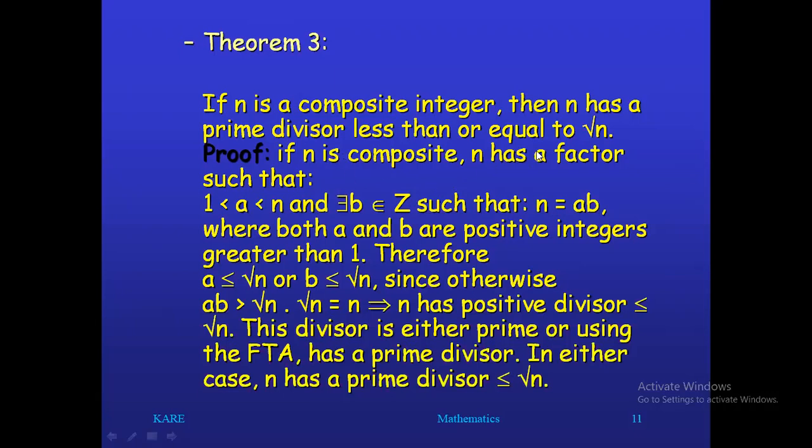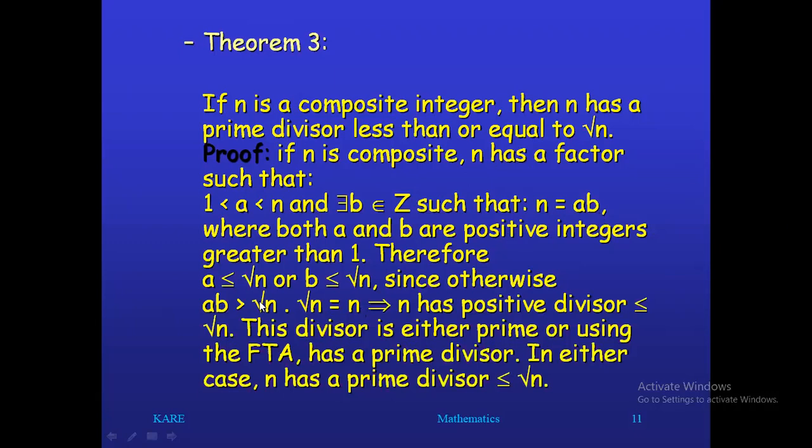If n is composite, then n has a factor a such that 1 less than a less than n, and there exists b belonging to Z such that n is equal to ab. This is understood. Both a and b are positive integers greater than 1. So I'm just taking a composite number, then n will have factors, two factors a and b, where a lies between 1 and n and b is some integer. So n is equal to ab.